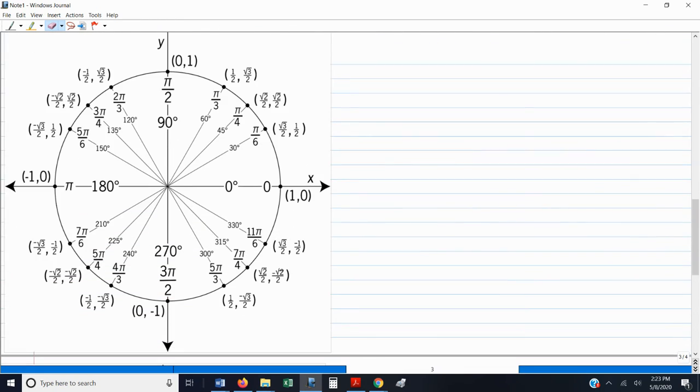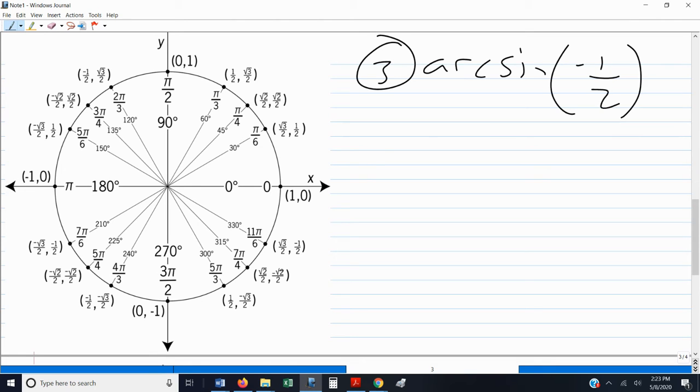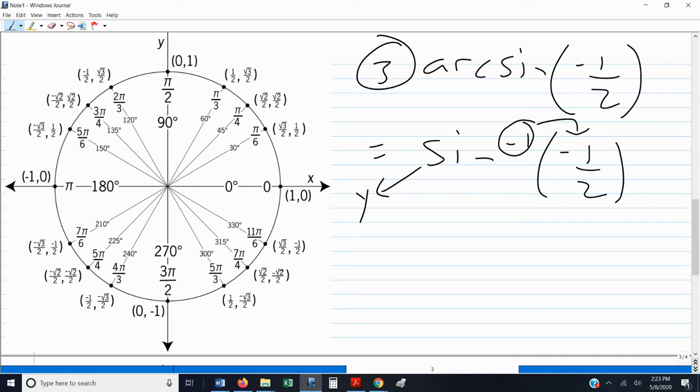Okay, the next one we will look at, so we just did arc cosine. Let's do arc sine of negative 1/2. Remember, that means the same thing as inverse sine. And inverse sine means you are looking for what angle gives you a sine of negative 1/2. Sine, remember, is the y value. So what angle gives you a y value of negative 1/2? And I see that here, and I see that right here.